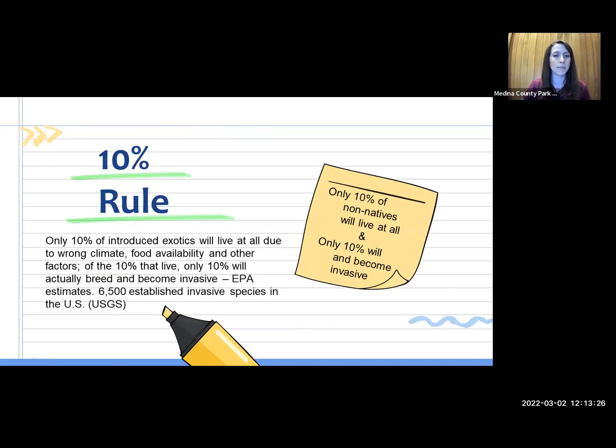All right, so there's a 10% rule. About 10% of the exotics or non-natives that are brought here are going to live at all, right? So if you bring something from the southern hemisphere into Northeast Ohio, it's going to have a tough time living through just one season, let alone establishing. And then only 10% of those that do live will actually become invasive. So it's actually a pretty small number of non-natives that are going to become invasive. They have to get here, live long enough, and then also be that tiny 10% that is going to become a problem species.